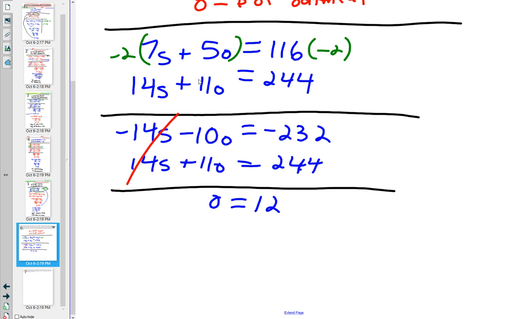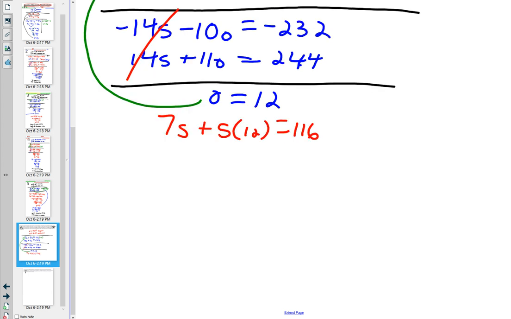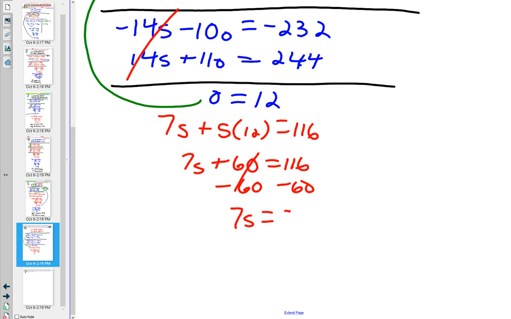Okay, so then now you can plug this into whichever one you want. I'll just go into the top one. 7 sugar cookies plus 5 times 12 is equal to 116. So 7 times sugar cookie plus 60 is equal to 116, minus 60. 7 sugar cookies is 56. Divided by 7. Sugar cookie costs $8. So the sugar cookie is cheaper.